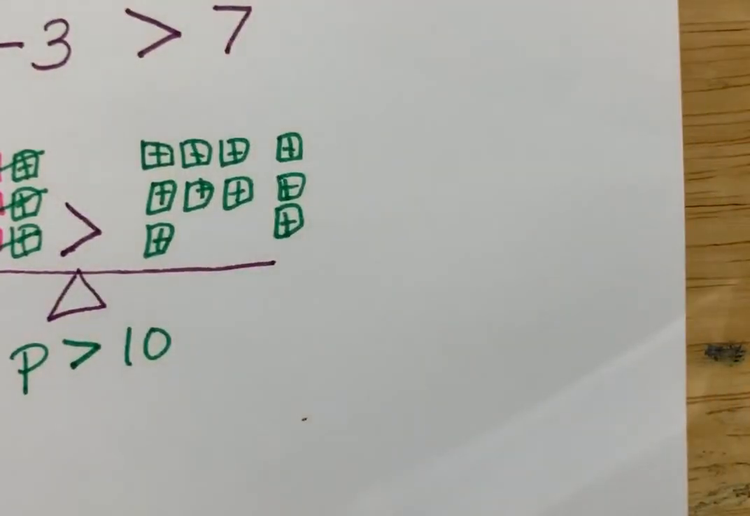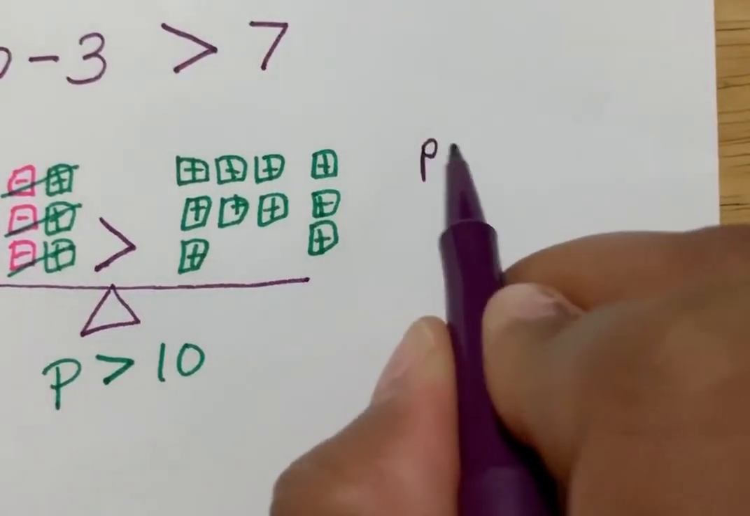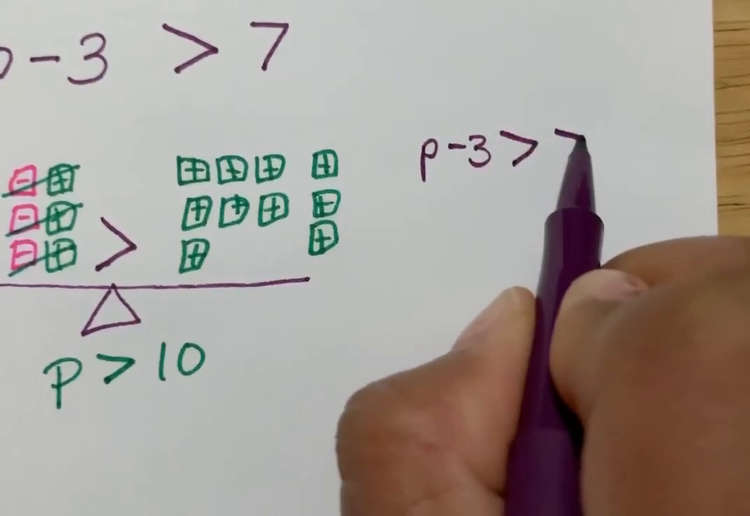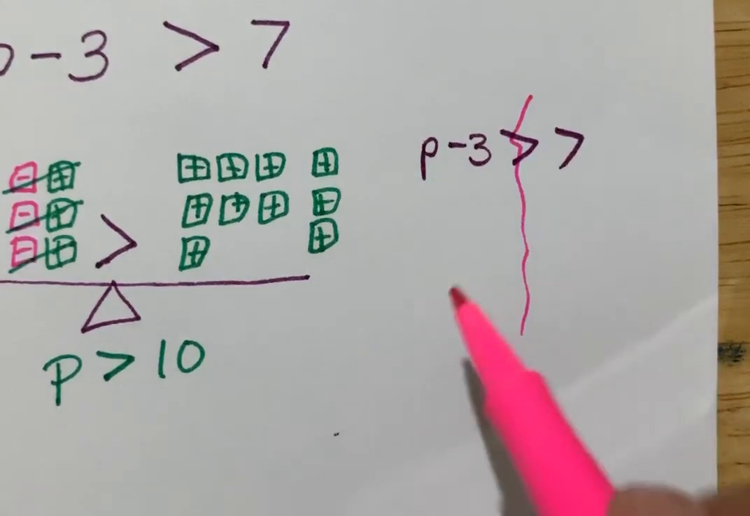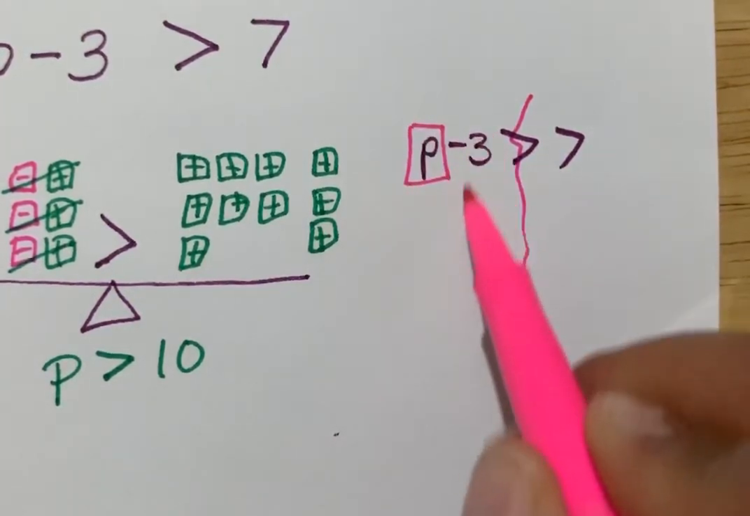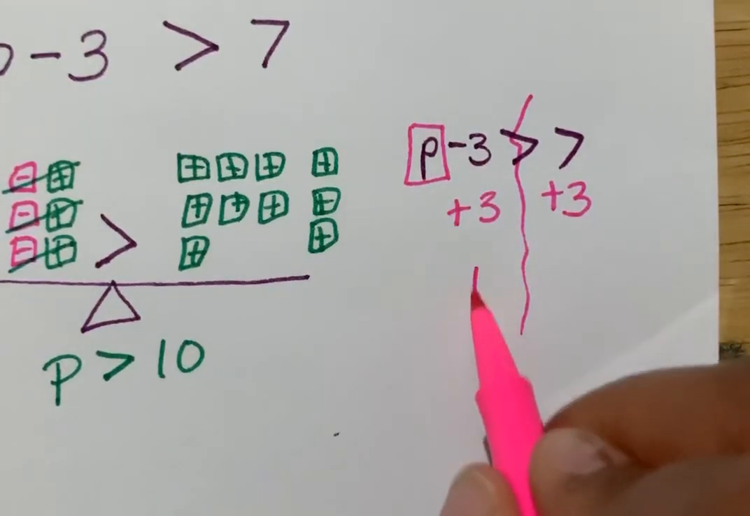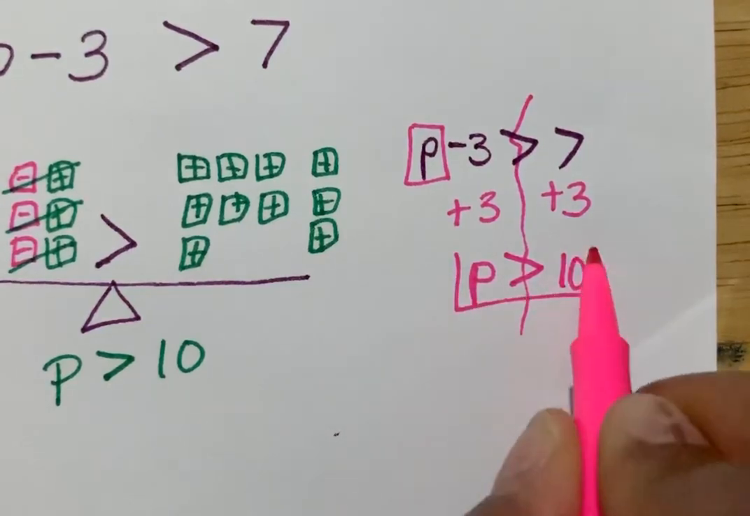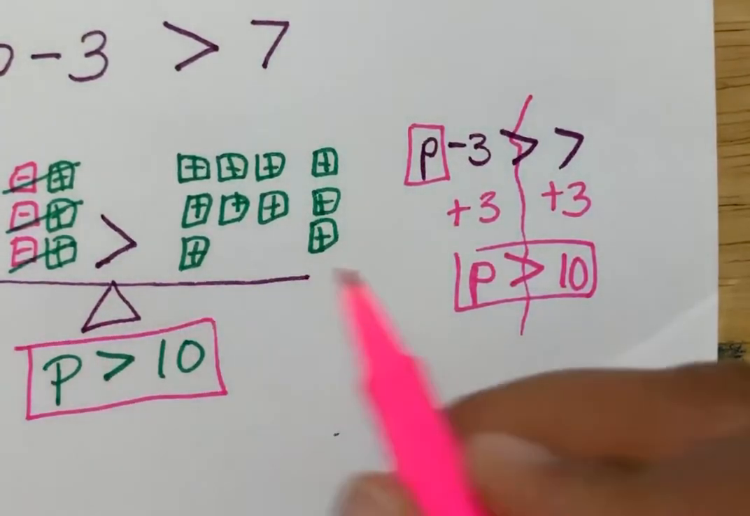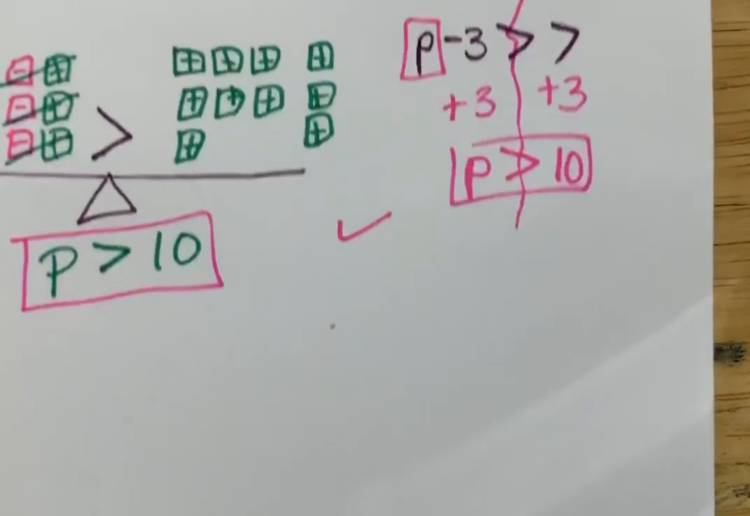And to solve it algebraically, okay, so P minus 3 has to be greater than 7. Again, I like to separate the sides. So to get P by itself, I add 3 to both sides. And so that gives me P is greater than 10, which both match and make it true. Okay, and so the final step is to graph it on our number line.